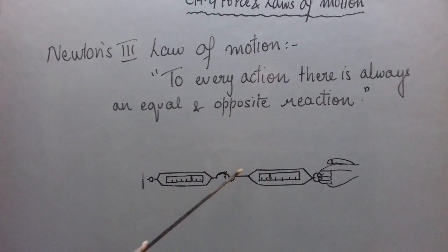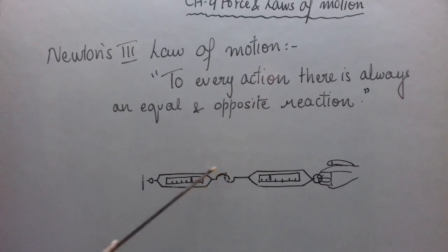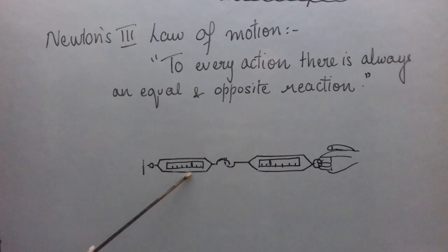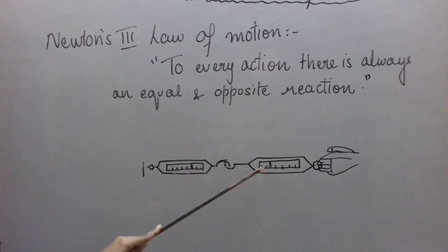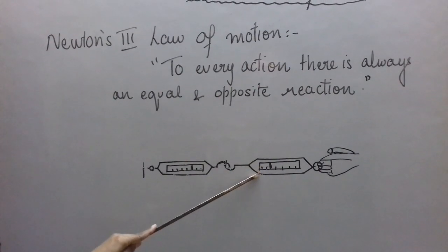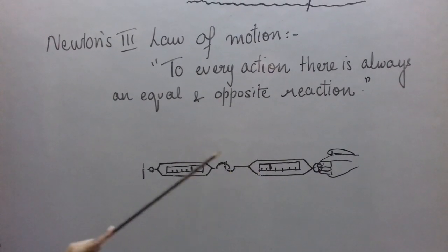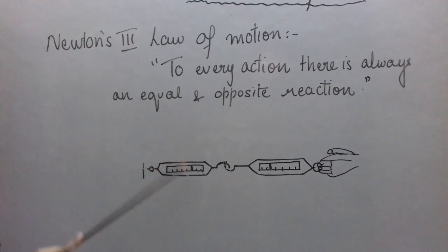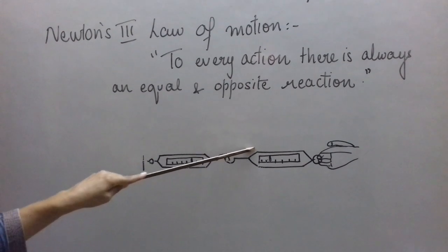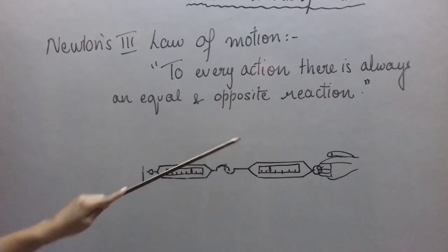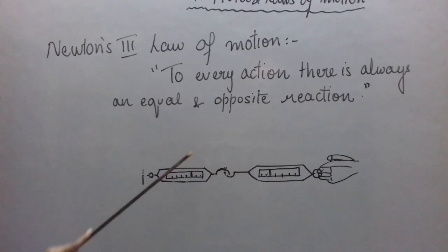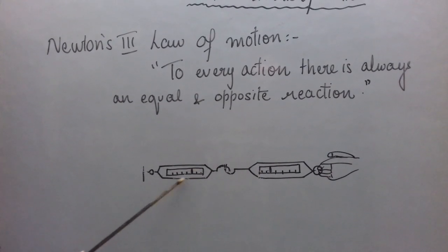So this hook is attached to this spring balance. It means the first spring balance experiences a force by the second spring balance, and the second spring balance experiences a force through this hook by the first spring balance. The two forces are in opposite direction. This hook is experiencing a force in this direction, and this hook is experiencing a force in this direction. So the readings show that they are equal in magnitude.